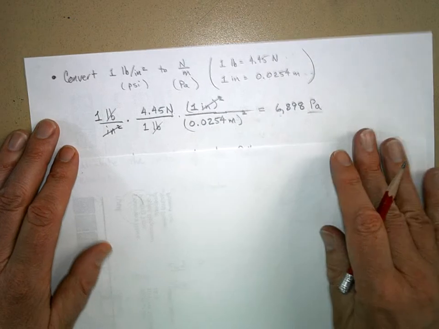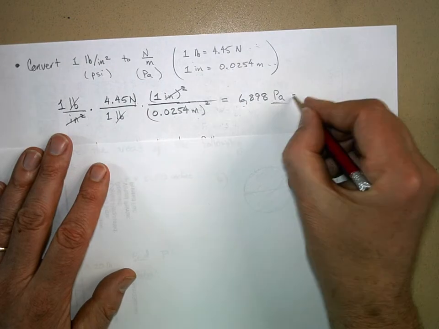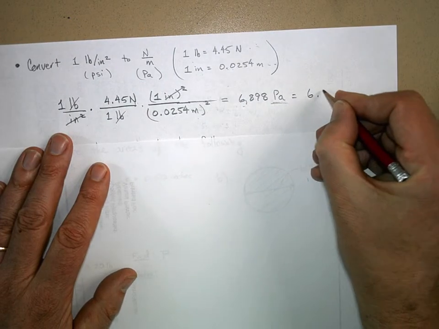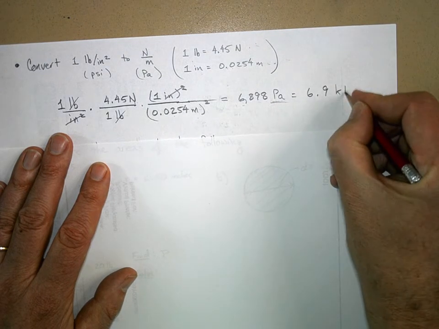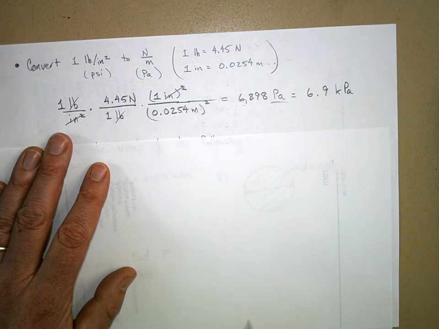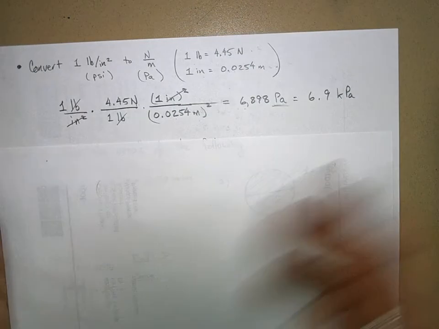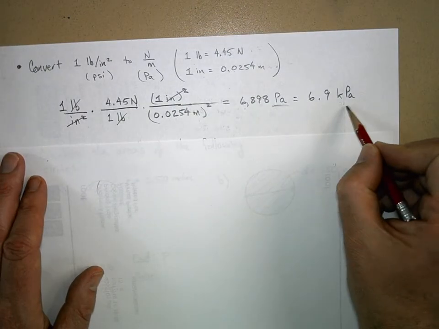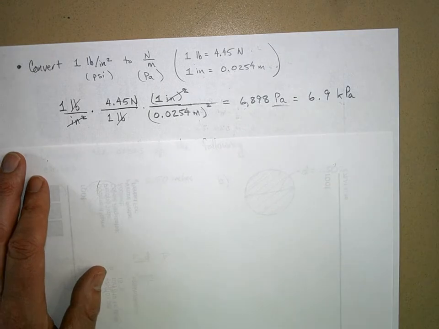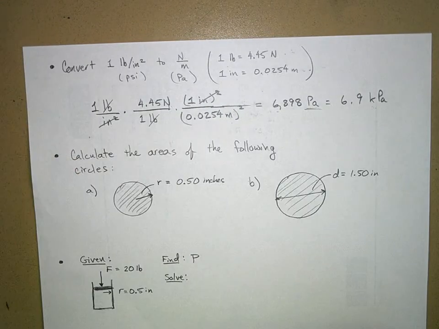In fact, for most day-to-day things, we would say that this is, let's just round that off to 6.9 kilopascals. So kilopascals are more commonly used for everyday kinds of pressure. And you might see this on a bicycle pump or something like that. But here in America, we mainly use pounds per square inch. Okay, so let's move along here.